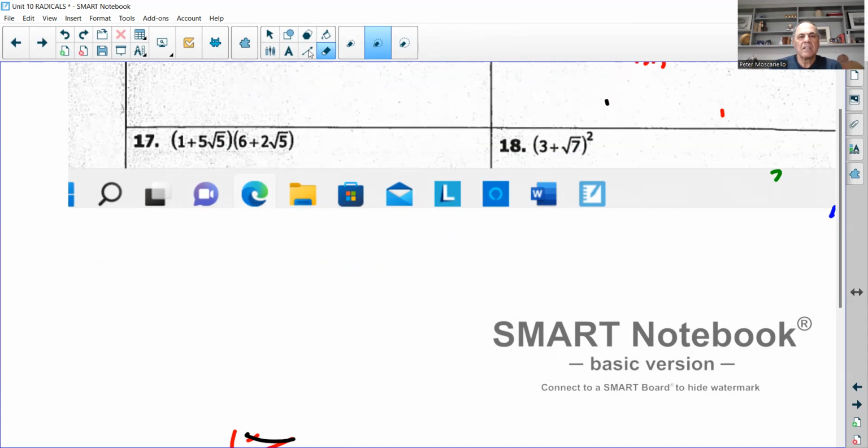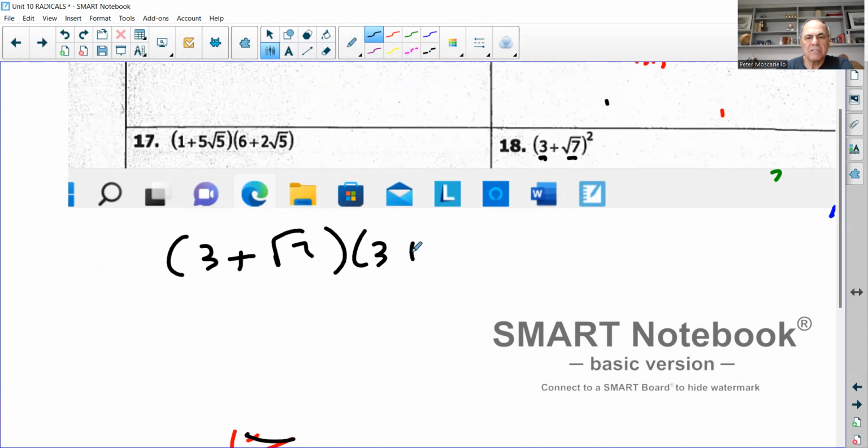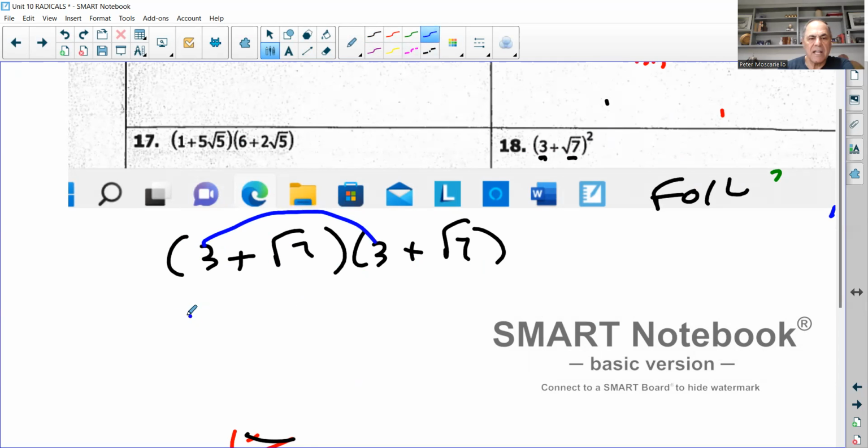Okay, last one. I think it's the last one. When you have a binomial, 1 term, 2 term being squared, there's no shortcut. You have to write it out twice. There is no shortcut. You got to do this and then FOIL it. No shortcut. Write it out twice.